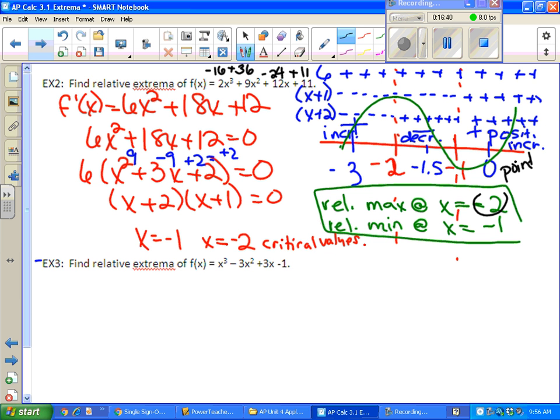Okay. So it's -40 plus 47, 7. So that's -2 comma 7. So it does go as high as 7. All right. How low does it go? At -1.